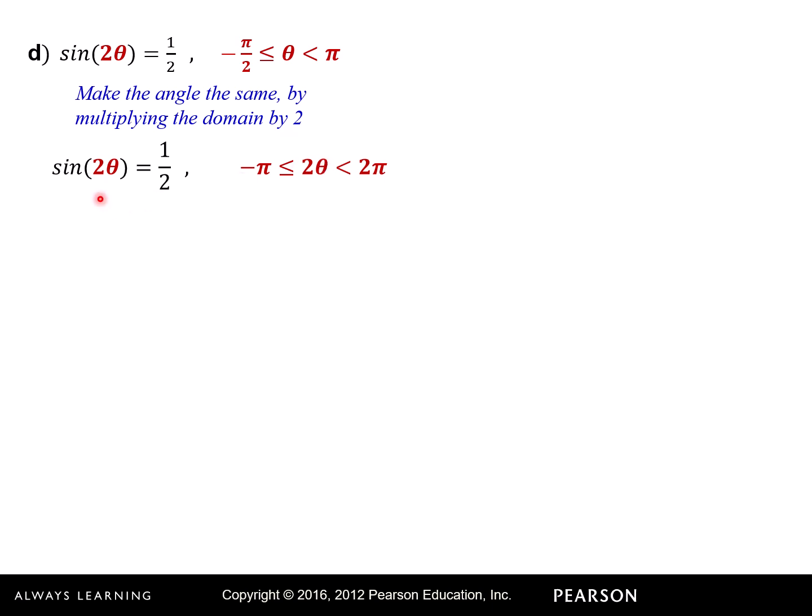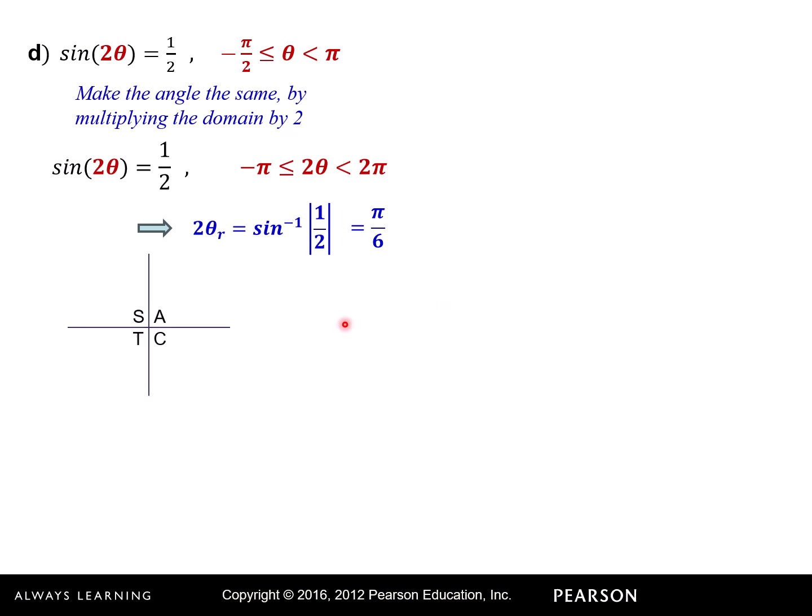So next, since sine 2 theta is already isolated, we have to find the reference angle of the 2 theta. Take note, it's 2 theta, not theta. So the reference angle is shift sine of the absolute value of 1/2, and if you process it in the calculator, it will give you pi over 6. So we're going to use this reference angle to find the rest of the angles.